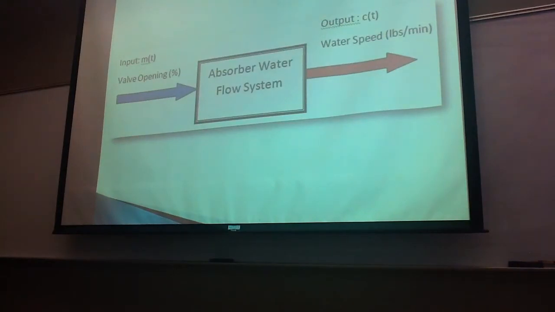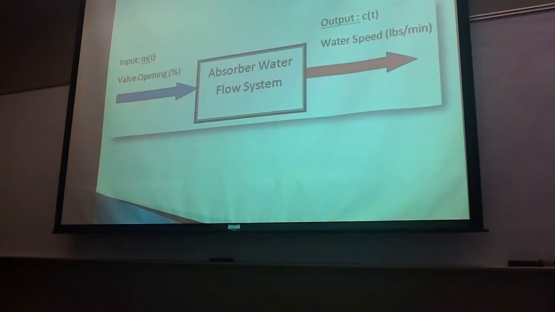Here's just a simple system diagram. It begins with the input function, depending on what it is, and then the output, water speed. While there are several input variables depending on which function you're using, the main one is the percentage to which the valve is open.